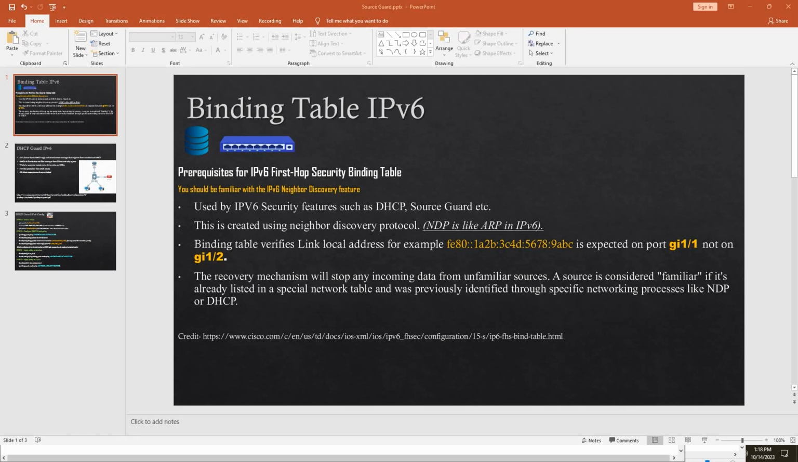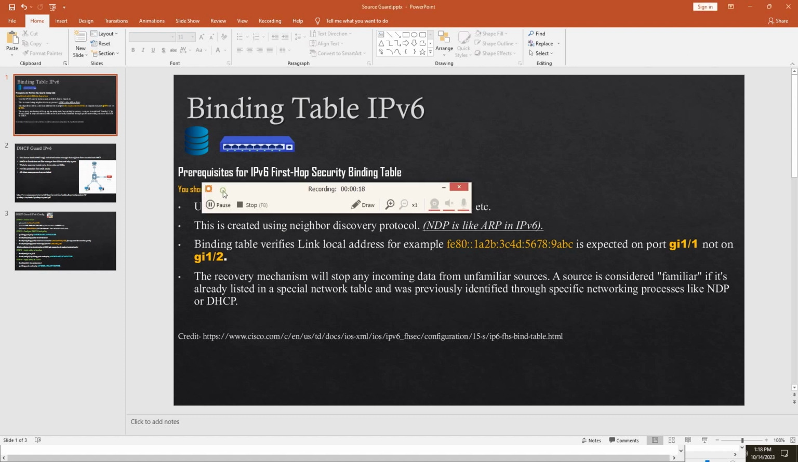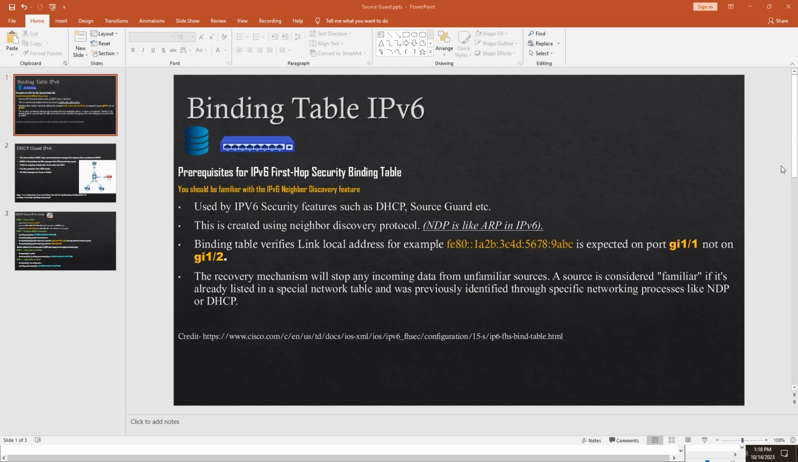Okay, so the binding table IPv6, you must understand the binding table first before you start learning the snooping, source guard, destination guard, any of those protocols, because most of the time the binding table is being used to utilize those protocols, right? So let's get started.